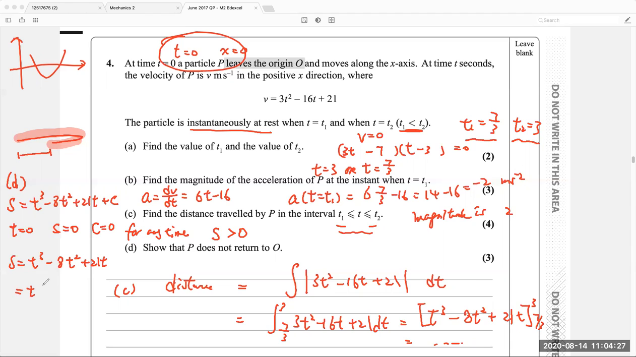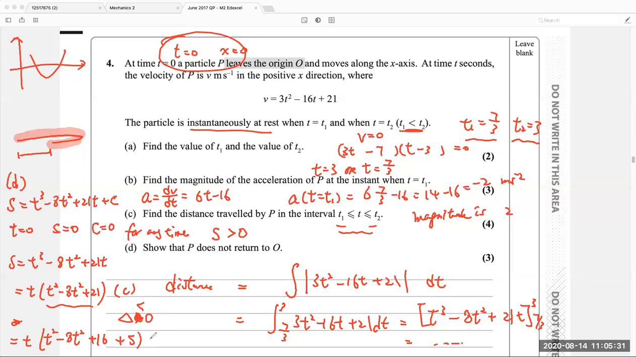First of all, you take out the common factor t. And then how can you show this one is always positive? Except t equals 0. t will never be negative. Maybe many of you may forget. What you should do, you can either say that the discriminant is smaller than 0, this part. That means it will never be 0, no roots, that means it will not touch the x-axis. Or another way to do it is completing the square.